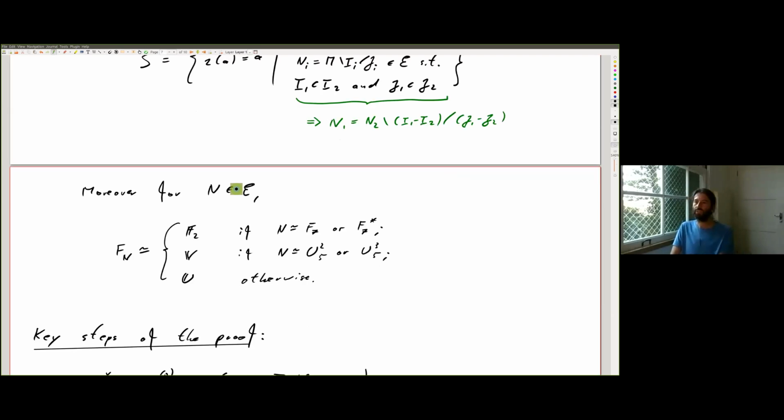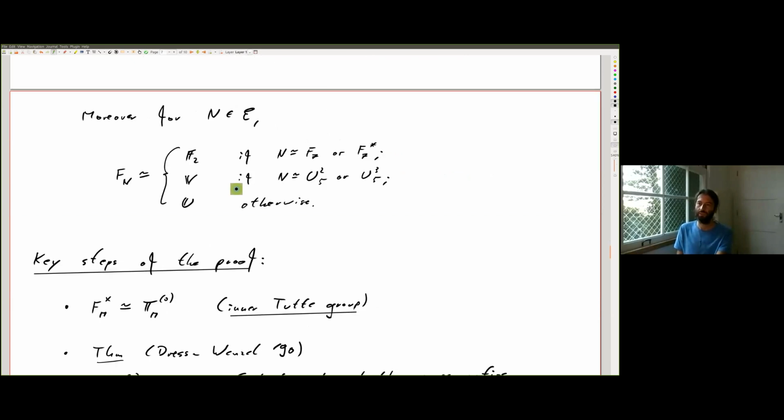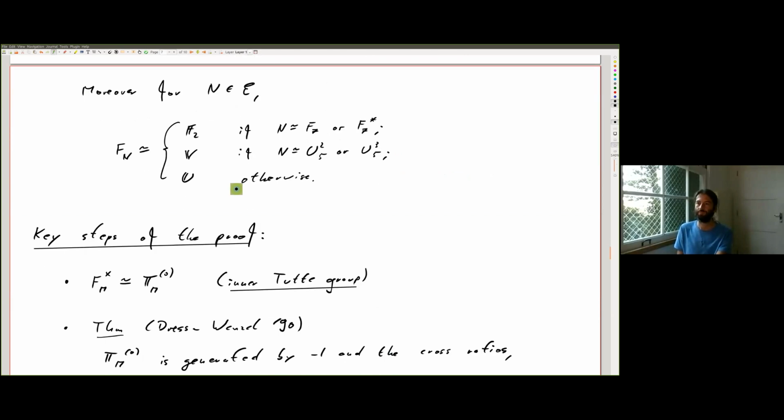How to prove such a theorem? Well, the key steps are quite easily explained. First of all, one can see from one of the many equivalent definitions of the inner Tutte group by Dress and Wenzel that it's isomorphic to the unit group of the foundation. So we can use the results about the inner Tutte group to study the foundation.